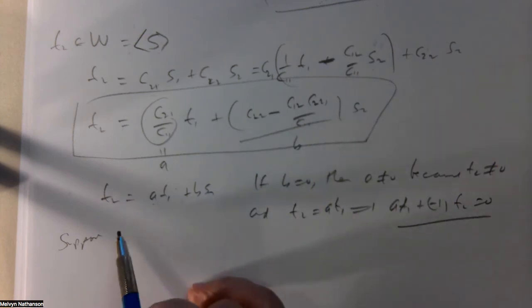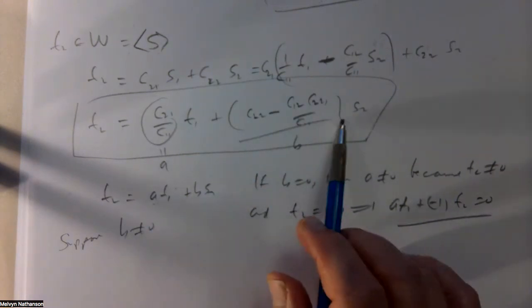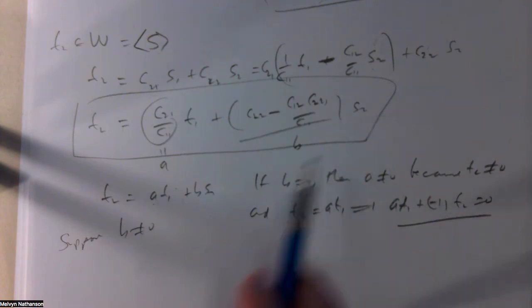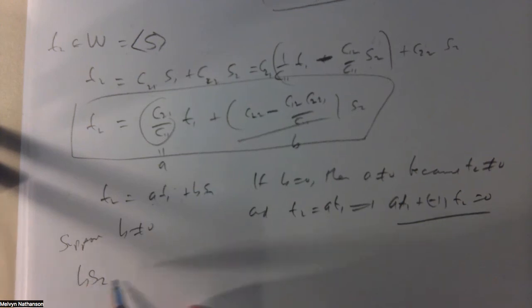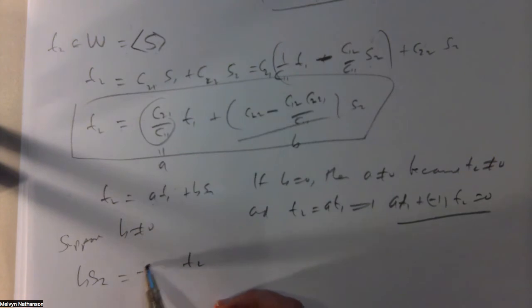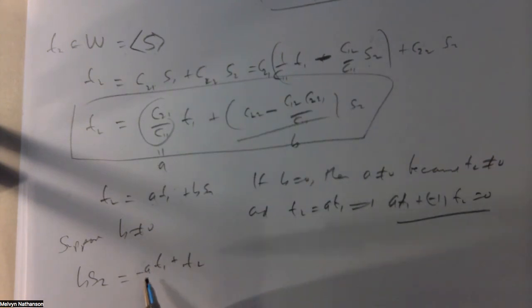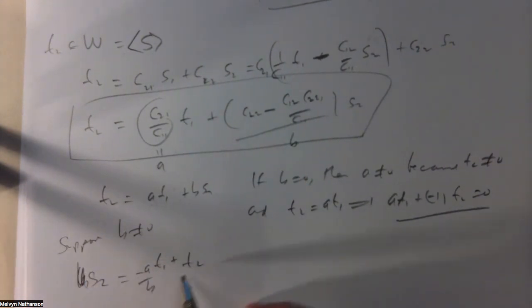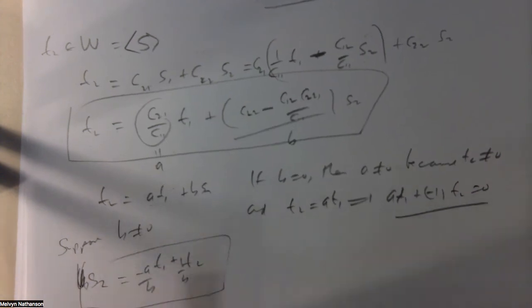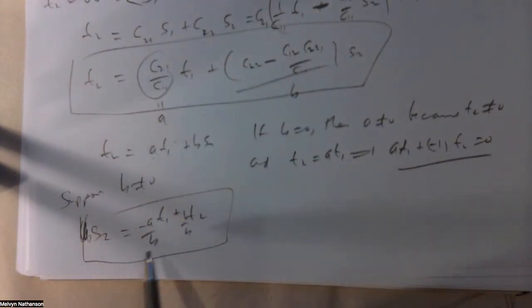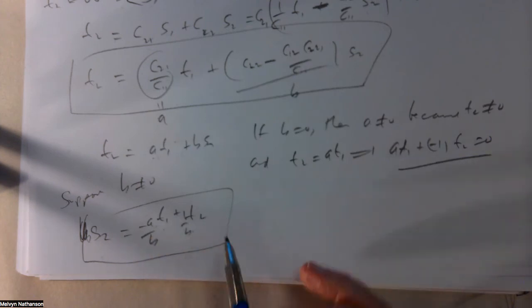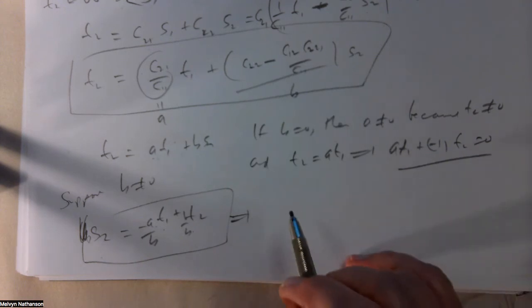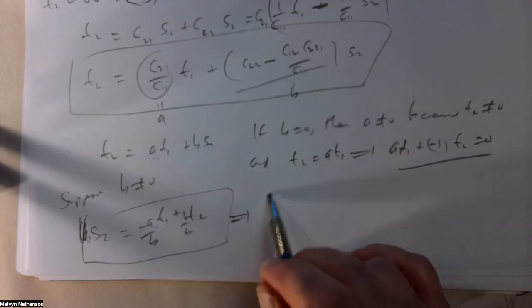So suppose B is not 0. If B is not 0, we can solve this equation for S2. We get S2 times B is T2 minus AT1. Or if I divide by B, I get S2 is minus A over B T1 plus 1 over B T2. So now I get to the punchline that solves the problem.